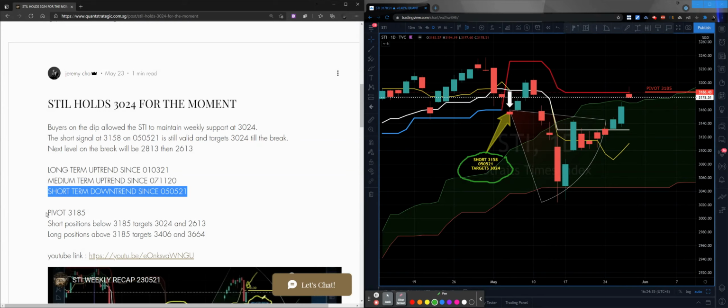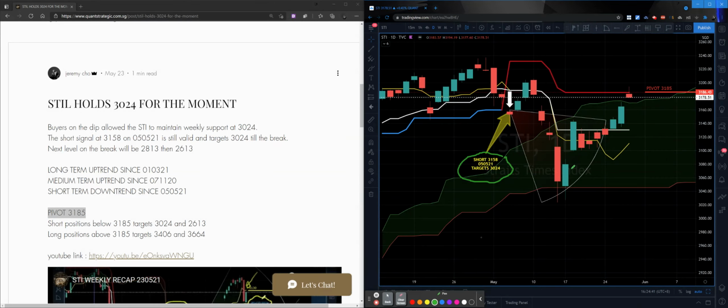Now, when I say pivot 3185, it means that on the daily chart, the STI must break above this down super trend line pivot at 3185 in order to resume its uptrend. It's simple as that. This short signal right here was the basis of this corrective move on the STI.